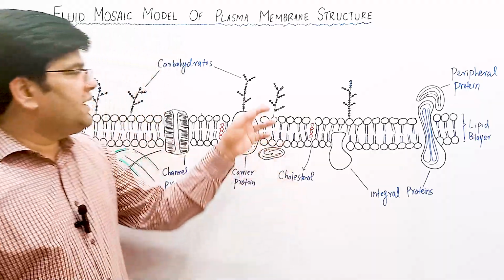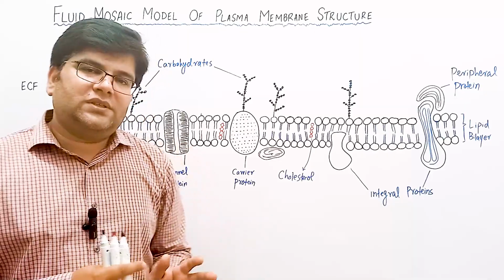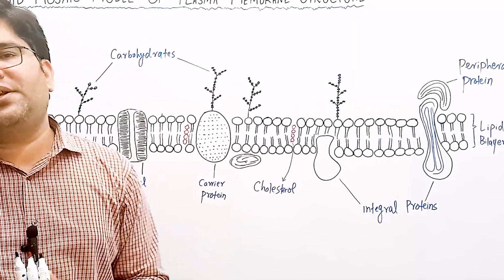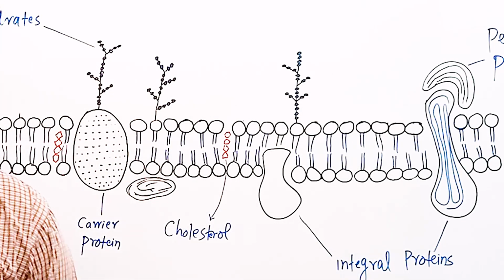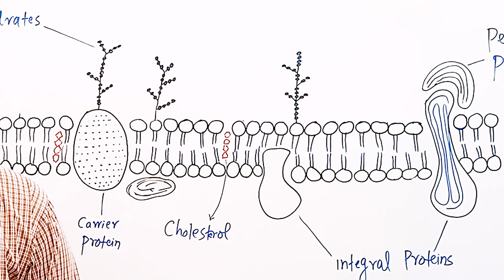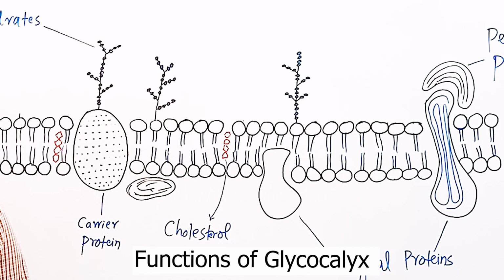These carbohydrate chains are just like antennas of the cell because they are very important in the cell recognition process, and all these carbohydrate chains present on the outer surface of the cell membrane are collectively called glycocalyx. Now let's talk about some of the important functions of glycocalyx.